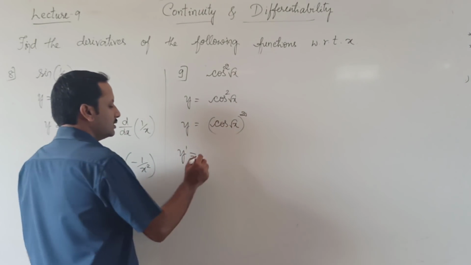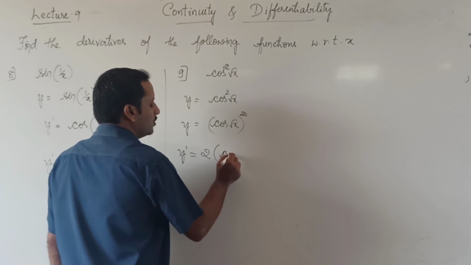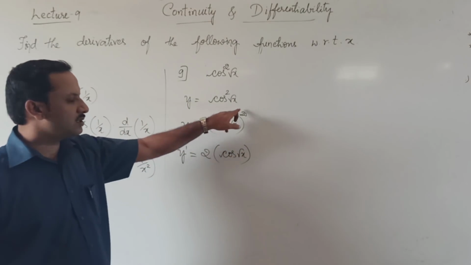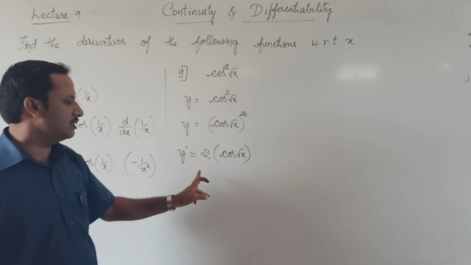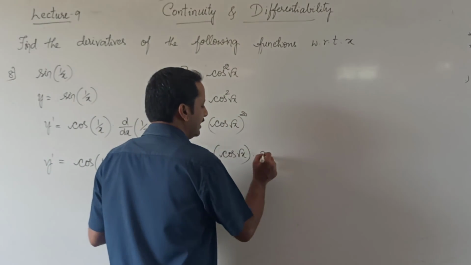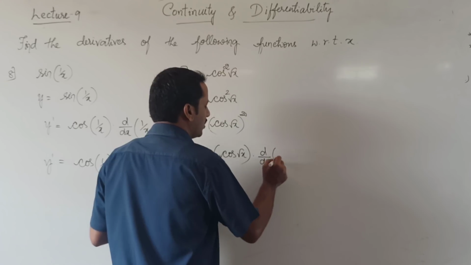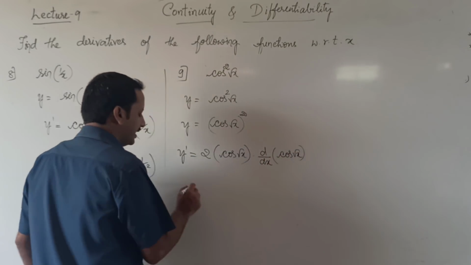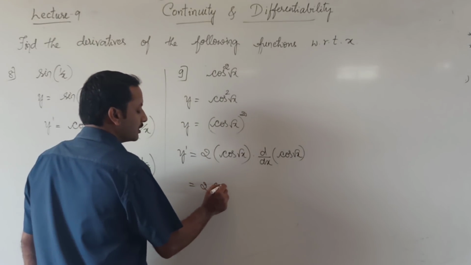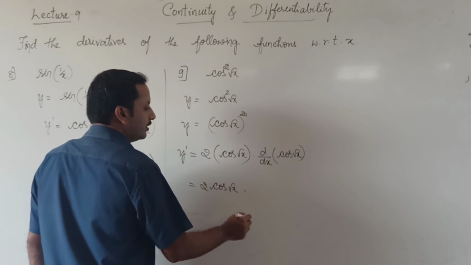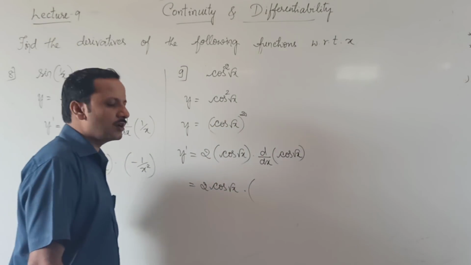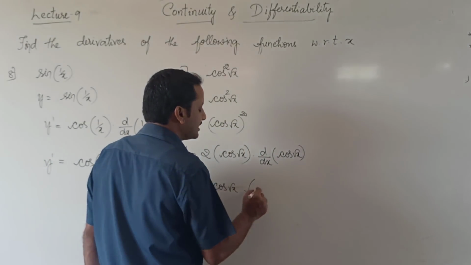2x. So this will give you 2 into cos root x, since x square has derivative 2x. So 2 cos root x into d by dx of cos root x. Then 2 cos root x into the derivative of cos root x, which is of the form cos x. The derivative of cos x is minus sin x.